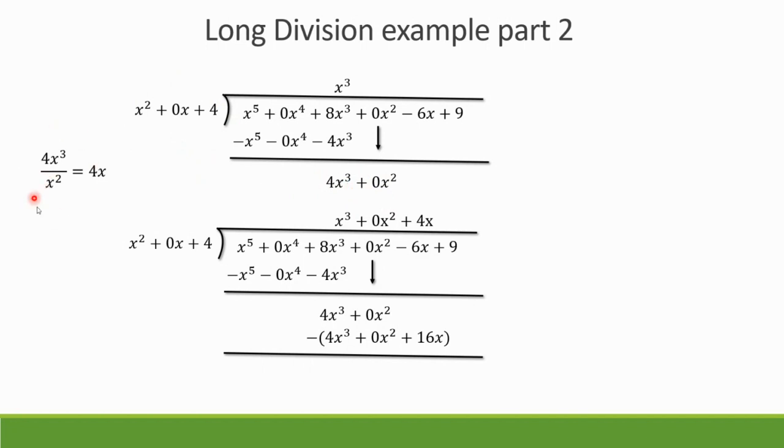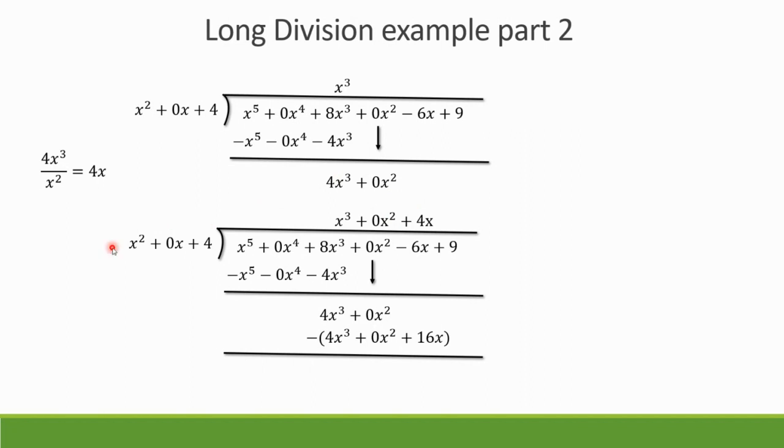We divide leading terms. 4x cubed, this is our new dividend, so to say, divided by x squared gives us 4x. The 4x we put over its like term. I put 0x squared in here as a placeholder so I don't get confused. Now, 4x you have to multiply by the divisor. Only 4x.